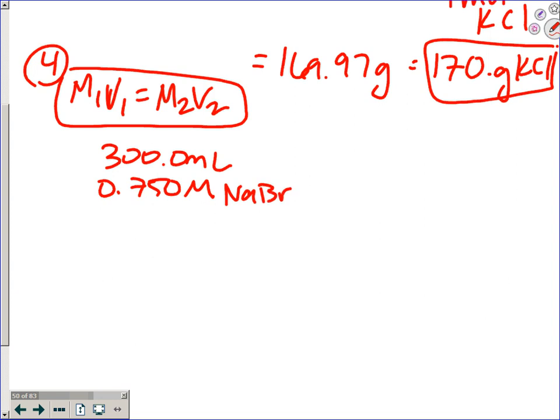Name it. Sodium bromide. Good. From part a, you notice that these two were given together, right? So let's call those what? V1 and M1, because they were collectively given together.